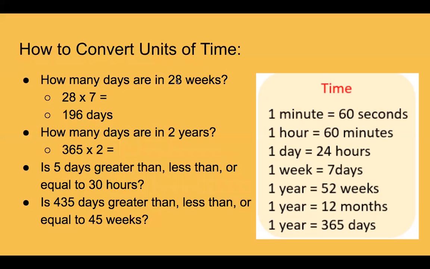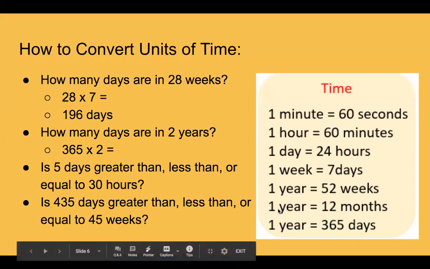So that means that 28 weeks is equal to 196 days. Let's try this one. How many days are in 2 years? So first of all, I need to know how many days are in 1 year, and then I can figure out how many days equal 2 years. So let's go again to our chart.